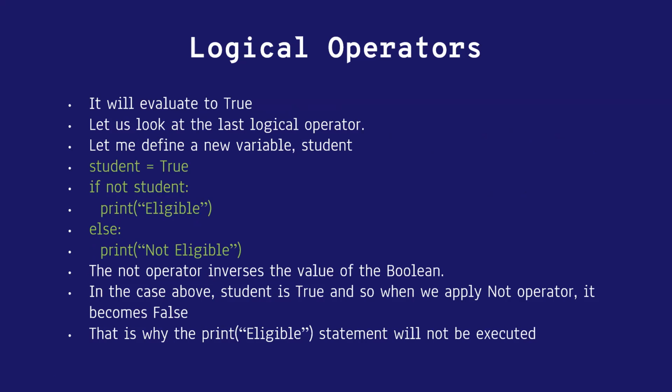Let us look at the last logical operator. Let me define a new variable, student. So student equals true. So if not student, print eligible, else print not eligible. The not operator inverts the value of the Boolean. In the case above, student is true, and so when you apply the not operator, it becomes false. That's why the print eligible statement will not be executed. So let's try this.